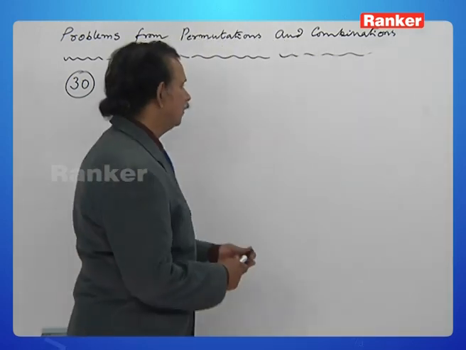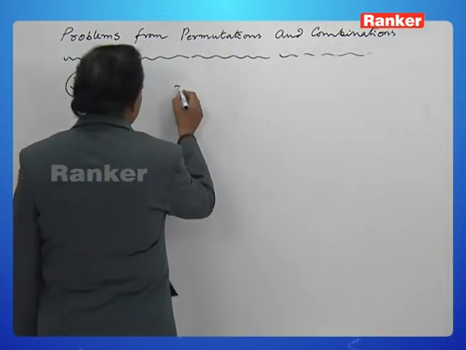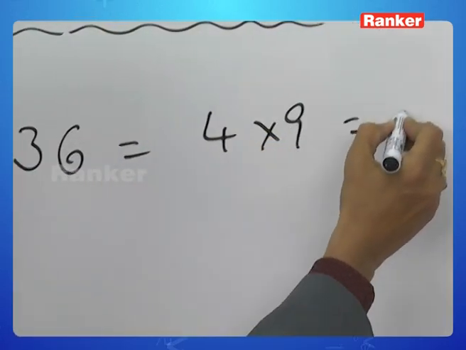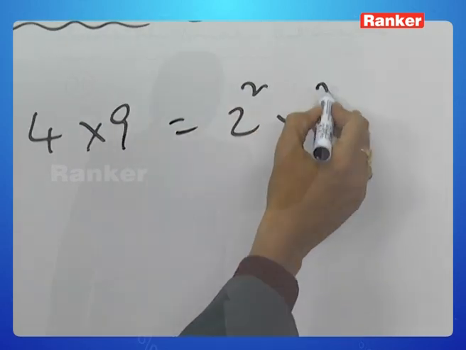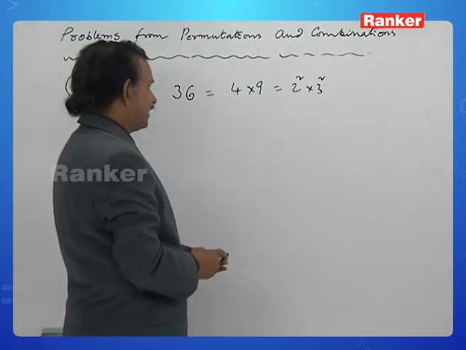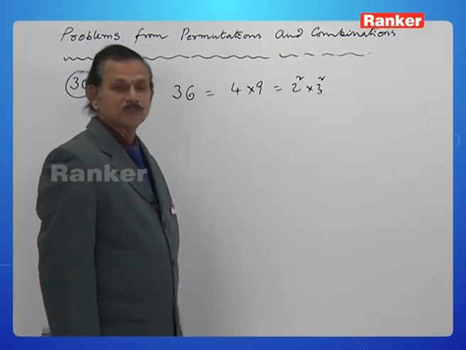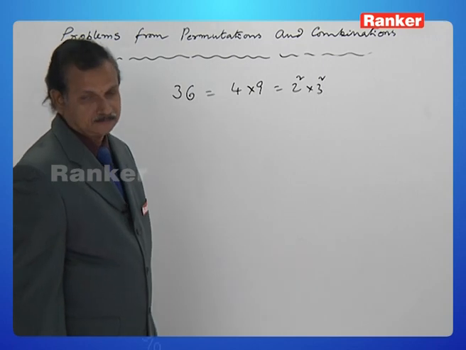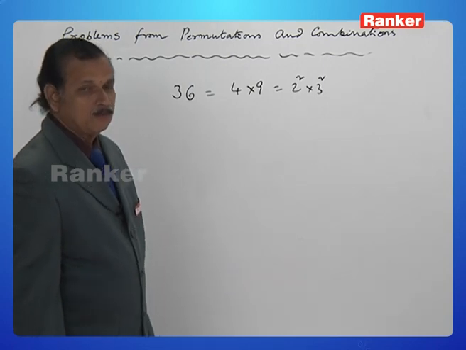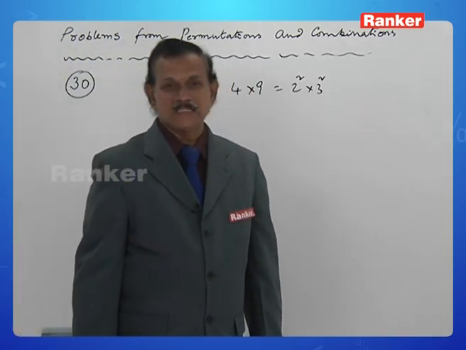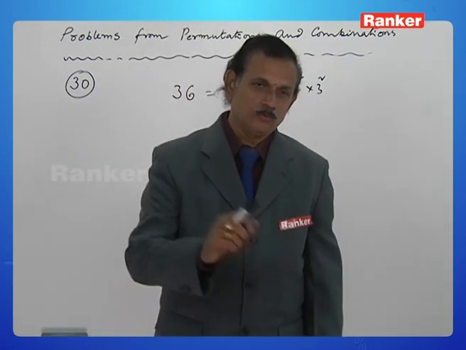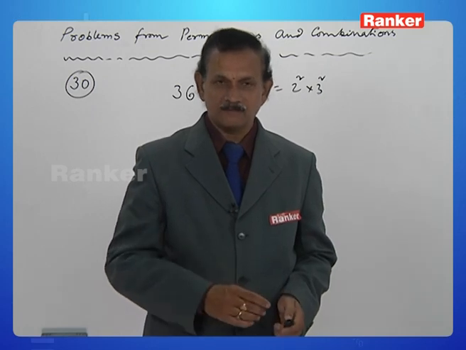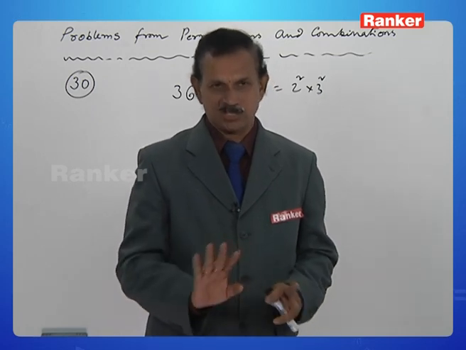Well, first of all, let us see 36. What is 36? This is 4 into 9, that is 2 square into 3 square. What are the general factors for 36? 2s, 3s, 6s, 12s, like that. Well, now let us collect the numbers from 2 to 2000 which are multiples of 2, which are multiples of 3 and which are multiples of 6.